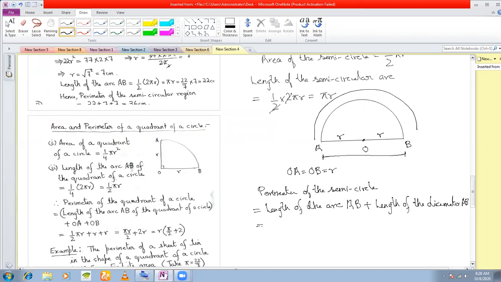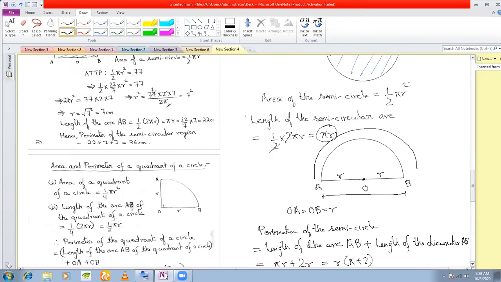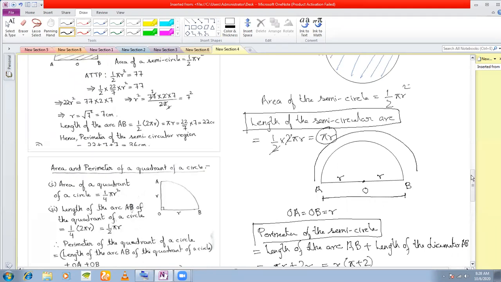And what is the length of the arc AB? We have already found this to be pi r. And what is the length of the diameter? 2r. So now if you take r common, you get pi plus 2 into r. So remember, when I talk about the length of the semicircular arc and when I talk about the perimeter, they are two different things. Do not confuse them.